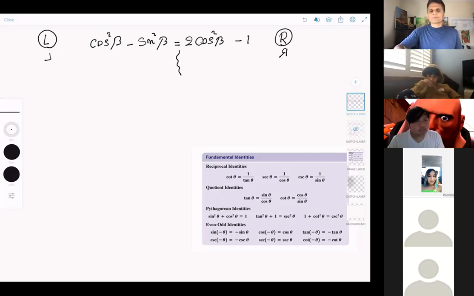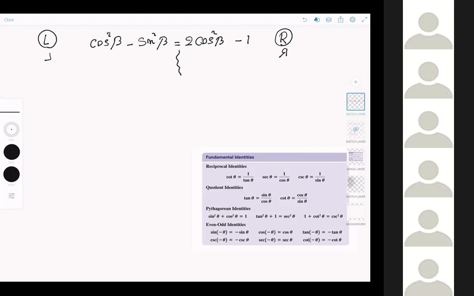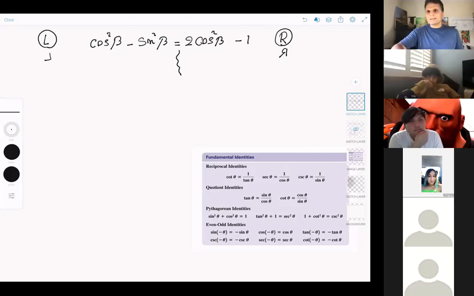Which side? Maybe the left side. Same as last time? Left to right? Yeah, I mean, I would start with left because there's more things to do. But there's nothing wrong if you start from right and you want to go to left.